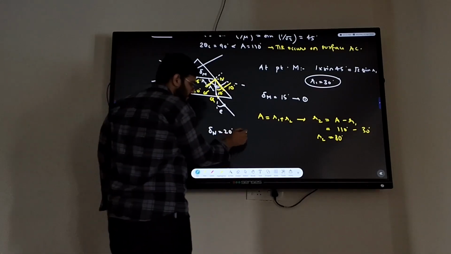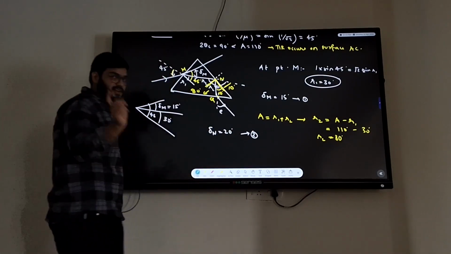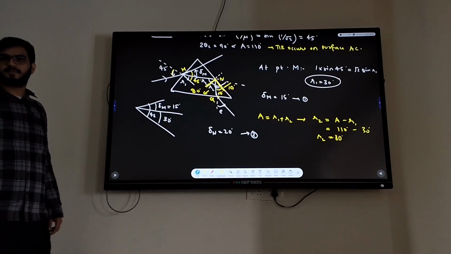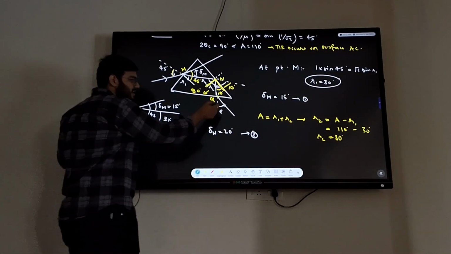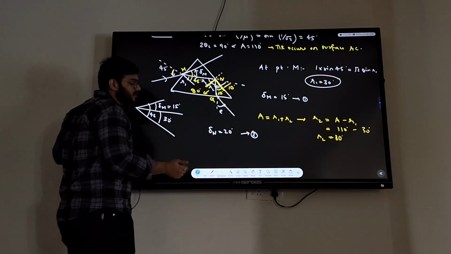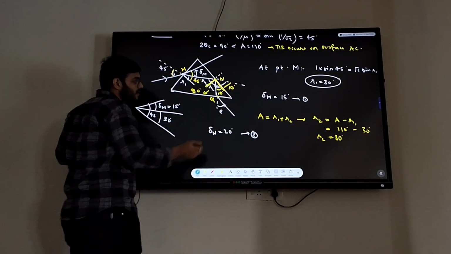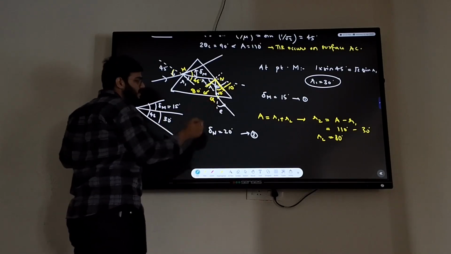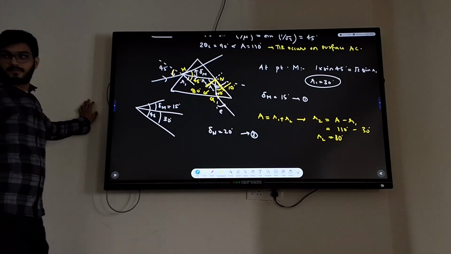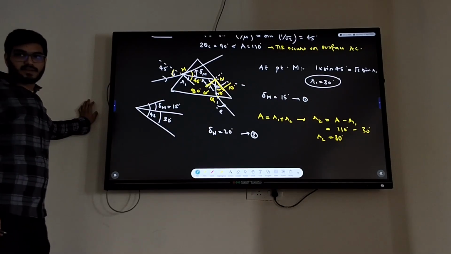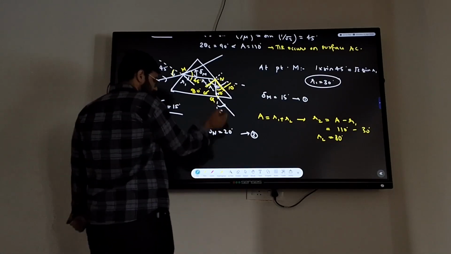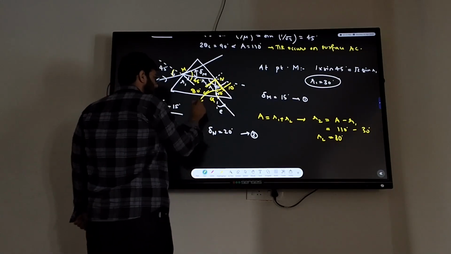Is it okay? Now there is another deviation at point Q. But in what direction? Anti-clockwise. Can anyone tell me what the angle of emergence will be? Can somebody tell me? What will be this angle? 30 degrees. Do you understand how 30 degrees? So that should be 30 degrees.